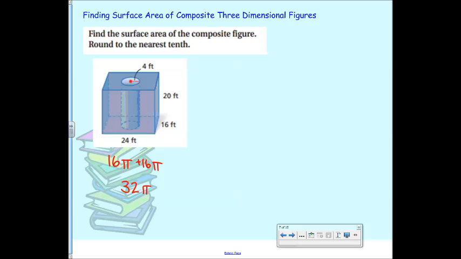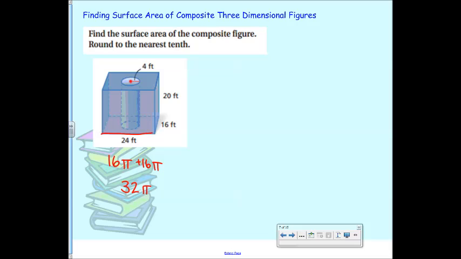480. So then what's the area of the back? Good. Okay. What's the area of the left side? No. 16 times 20. 16 times 20. So what's 16 times 20? 320. So then what's the area of the right side?